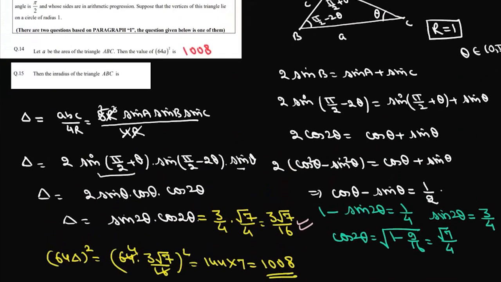So in this case, the inradius of this triangle ABC is 1 by 4. And that is the answer to this question.